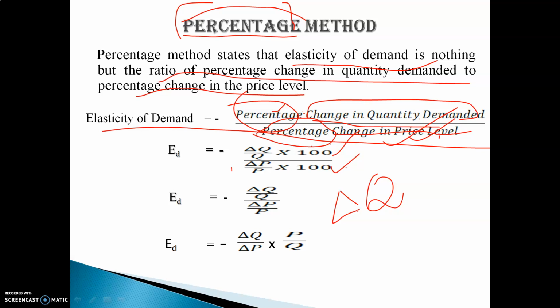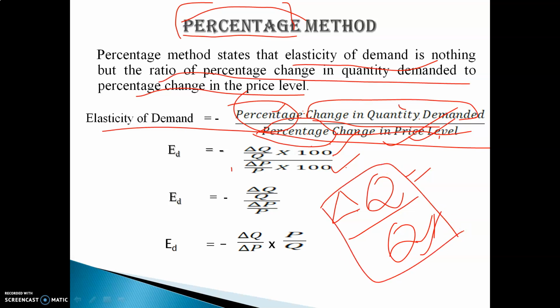Now you see, delta Q is the change in quantity, right? Change in quantity divided by the initial Q. Before changing the price level, what is the quantity demanded? This term in total represents change in quantity demanded, which is multiplied by 100, that represents percentage. So delta Q by Q multiplied by 100 is the percentage change in quantity demanded.